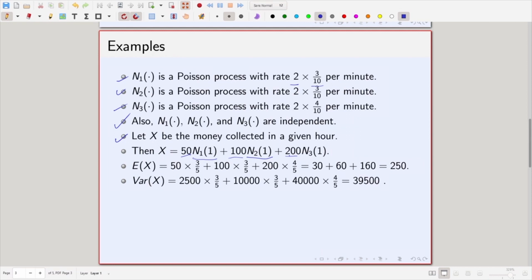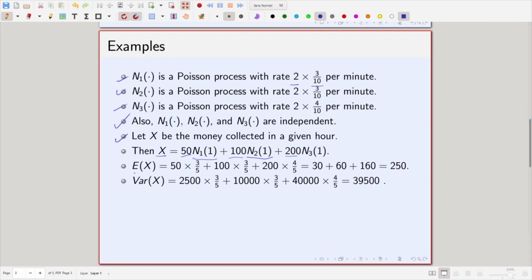Fine. So, X is equal to 50 times N11, 100 times N21 and 200 times N31. That is because lightweight vehicles pay 50, medium weight vehicles pay 100 and heavyweight vehicles pay 200, and N11 is the number of lightweight vehicles that arrive in a given hour, N21 is the number of medium weight vehicles that arrive in a given hour, and N31 is the number of heavyweight vehicles that arrive in a given hour. Fine. So, the question is you need to find the expectation and variance of X.